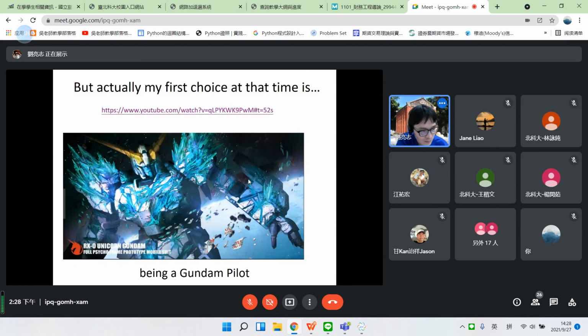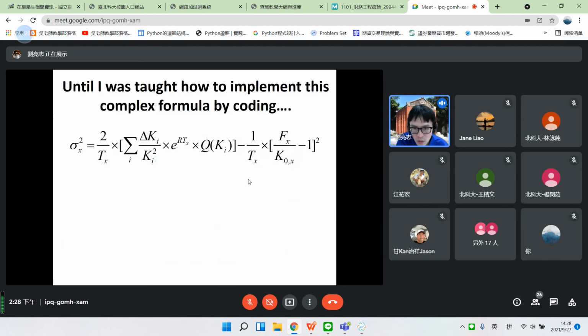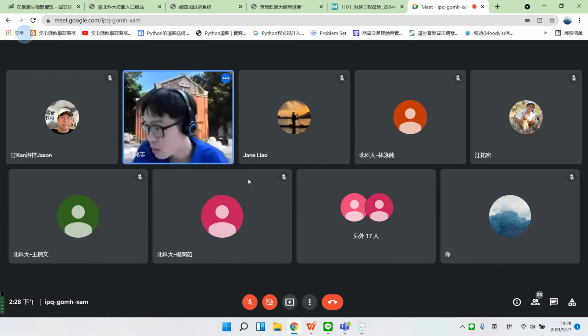And until I was told how to implement this complex formula by coding. You know, coding is just like flying a Gundam. Why do I say that? Coding is just like driving a Gundam. See, I will show you the reasons why I say that.